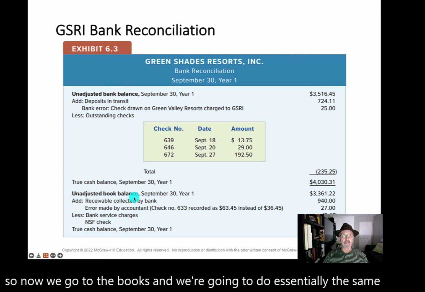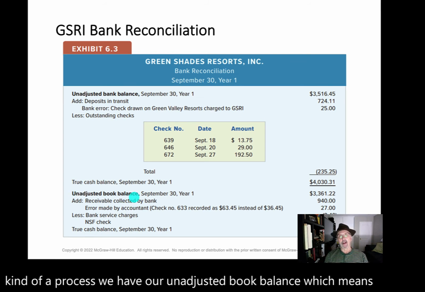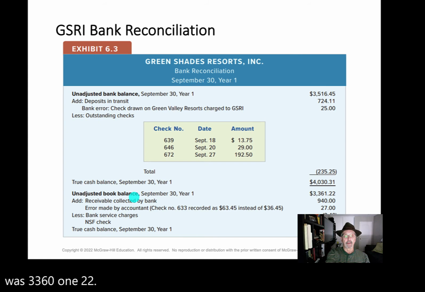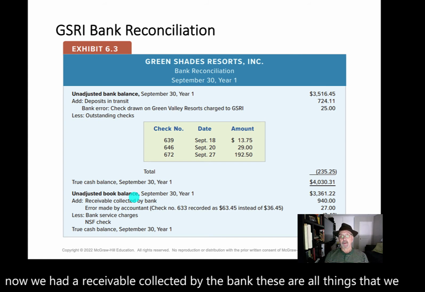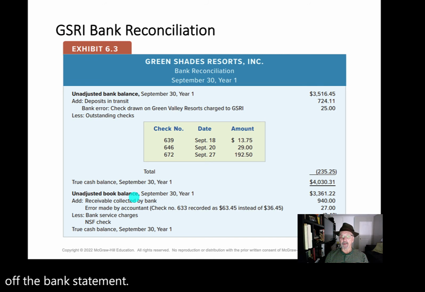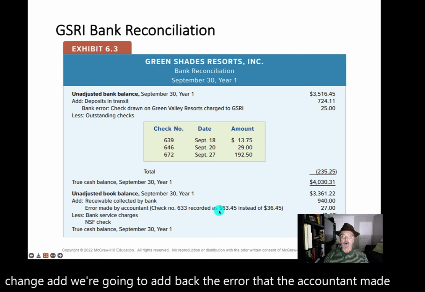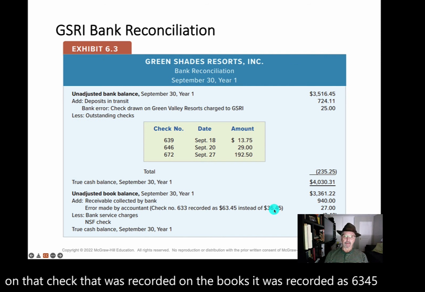So now we go to the books, and we're going to do essentially the same kind of a process. We have our unadjusted book balance, which means what's the balance on the cash account on September 30th? Well, the balance was $3,361.22. Now, we had a receivable collected by the bank. These are all things that we got off the bank statement. We're going to add back the receivable for $940. We're going to add back the error that the accountant made on that check that was recorded on the books. It was recorded as $63.45 instead of the actual amount of $36.45. So we need to add $27 back to cash.